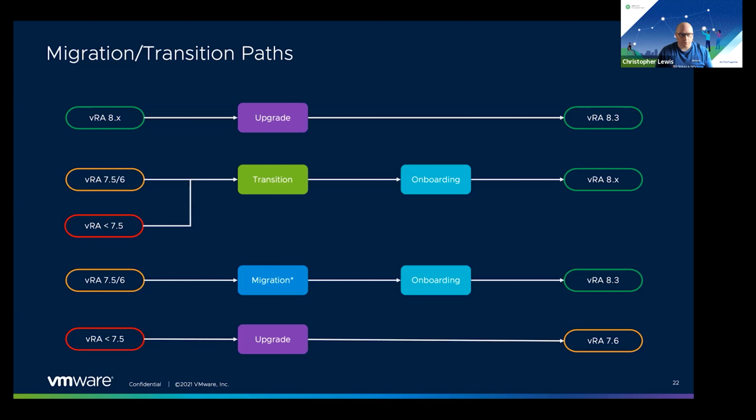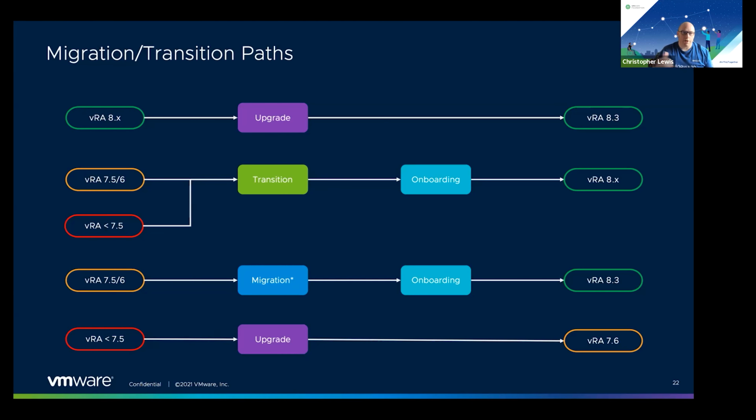If you're running 7.5 or 7.6, you can choose to do the migration if you're moving to 8.2 and above. I've updated this to 8.3 because that's the latest version, but from 8.2 and above, you can do migrations. Again, based on the number of blueprints and the components that you're using, there may be some things that won't migrate, but the majority of the stuff you would expect to migrate. If you're using a version of vRA below 7.5, then you either have to defer to the transition, or if you want to migrate in the future, the place you should be migrating to is 7.6, with a view to migrate to 8 at a later time.